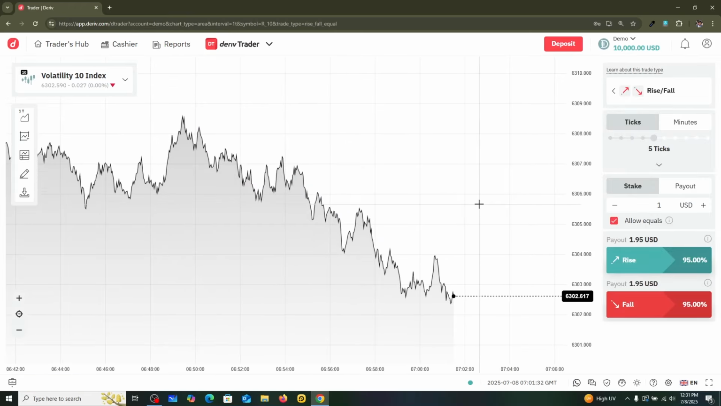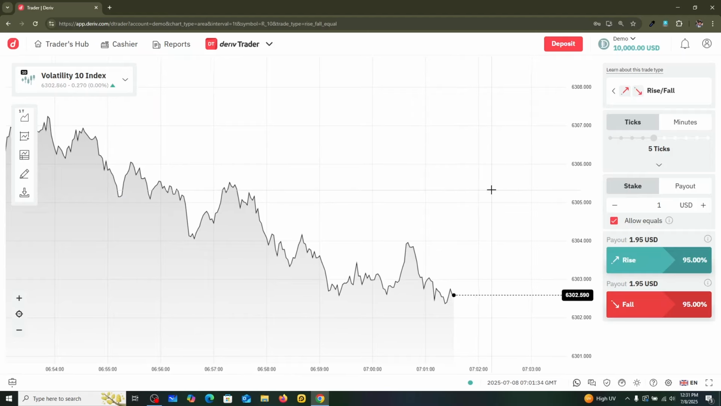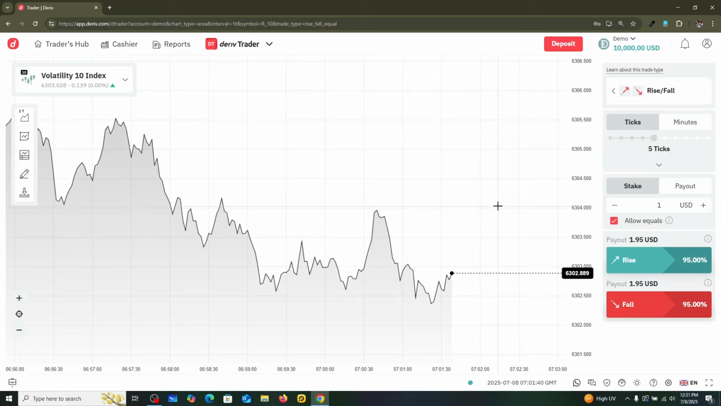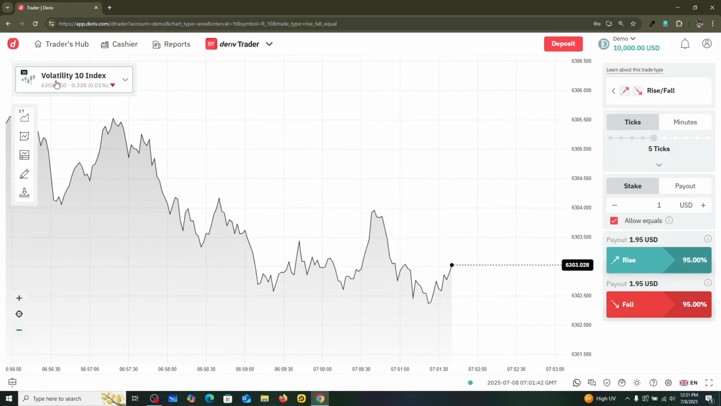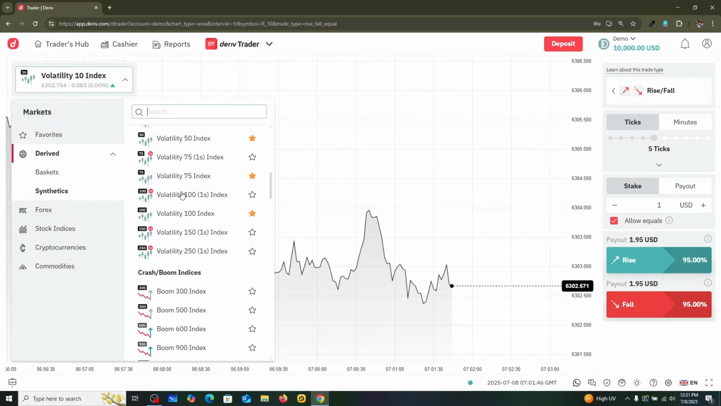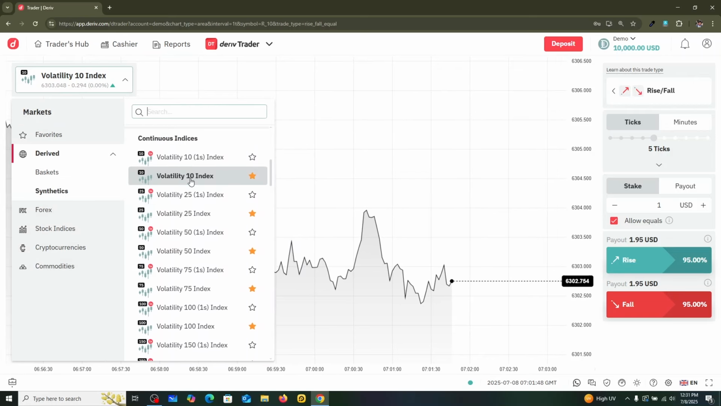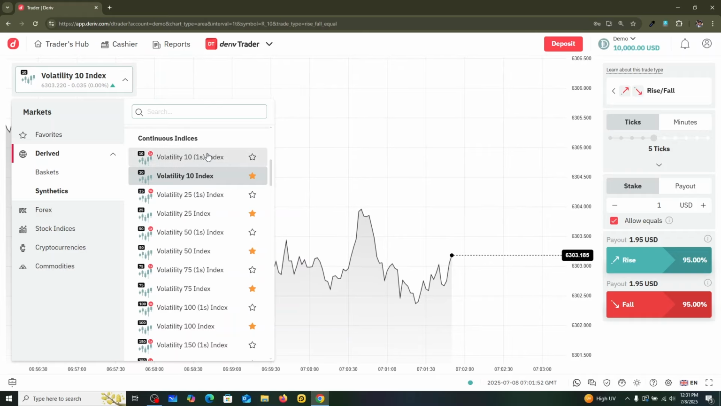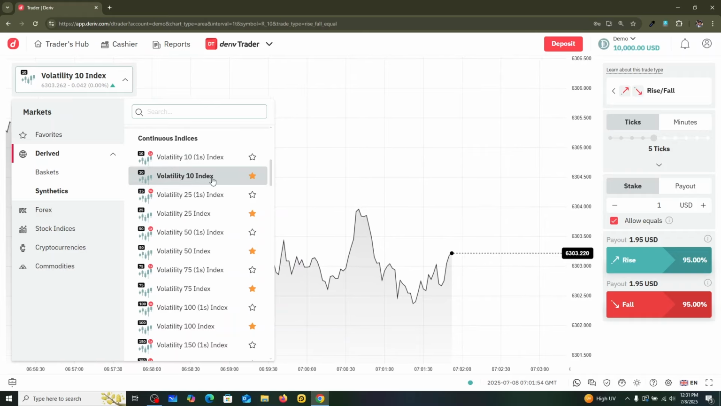Now you will be directed to the new Deriv Trader. This is the Deriv Trader platform. The first thing you have to do is select your market. Come to the market. The correct market is this one. You can see here Volatility 10 Index, not this one, not this one, this one.